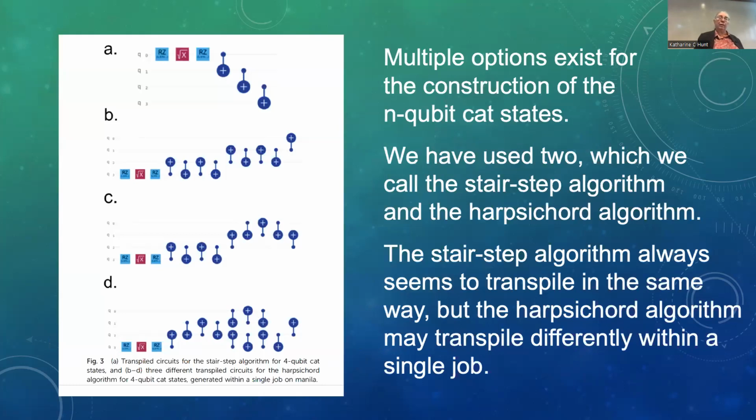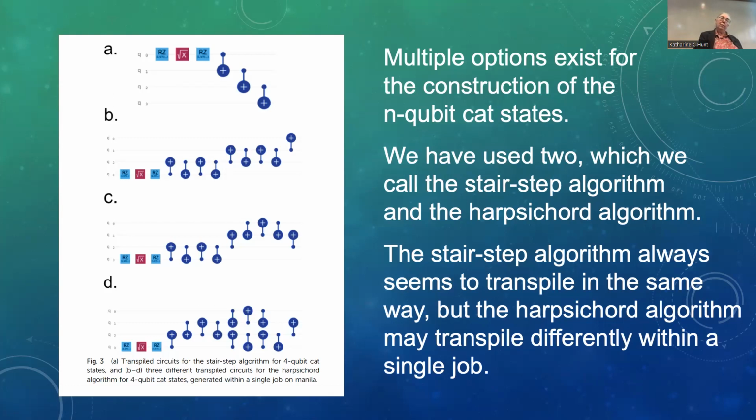So I wanted to show that the cat states are, again, fairly simple to construct, but there are multiple options for their construction. So in one case, we use a kind of construction that we refer to as the stairstep algorithm, where we link qubit 0 to qubit 1, and then qubit 1 to qubit 2, qubit 2 to qubit 3, and so forth with CNOT gates to produce the cat state. The other one we called a harpsichord diagram, where we linked qubit 0 to qubit 1, 0 to 2, 0 to 3, and so forth, linked everything by CNOT gates to qubit 0.